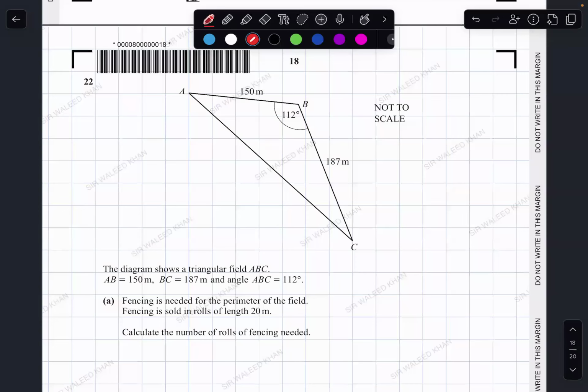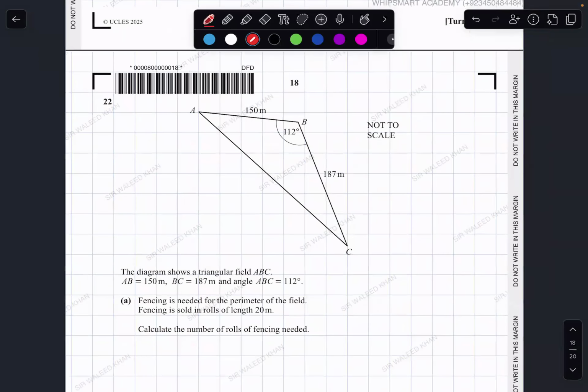So we have this triangle over here. They are saying that the diagram shows a triangular field ABCD. It's a field, so all the points are on the ground, ABCD, and you are looking at these points from above. That's why it's looking like this. Fencing is needed for the perimeter of the field. Fencing is sold in rolls of 20 meters, and calculate the number of rolls of fencing needed.